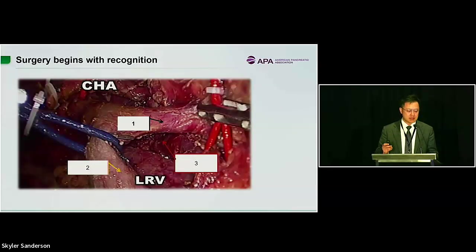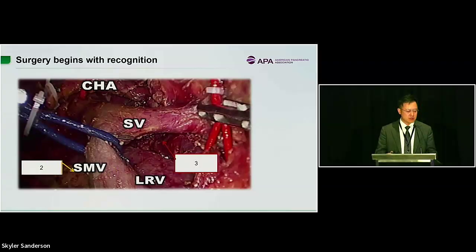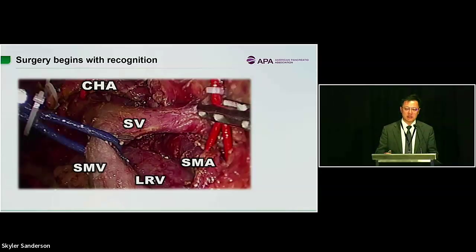So I want to make an example. If you are a young surgeon coming to the OR for the first time, it's very hard for you to identify the anatomical structure of these vessels. I give some hints about the CHA or even the left renal vein. So you can say it's SV, SMV, even MMA. For a young surgeon, it's good to be able to answer these questions.